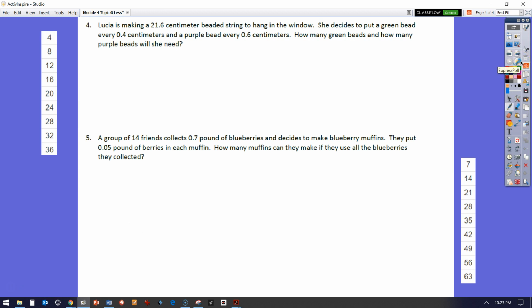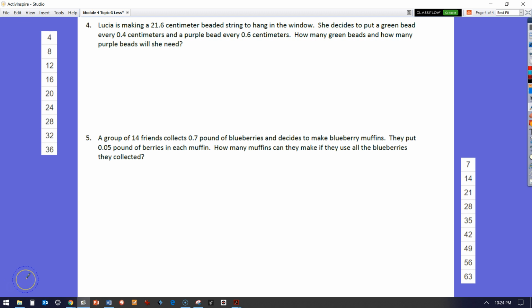Lucy is making a 21 6/10 centimeter beaded string to hang on the window. She decides to put a green bead every 4/10 of a centimeter and a purple bead every 6/10 of a centimeter. How many green beads and how many purple beads will she need? All right, let's take a look here. So we have every 4/10 is going to be a green bead. So we're going to do that one first. Let's say 21 6/10 divided by every 4/10.